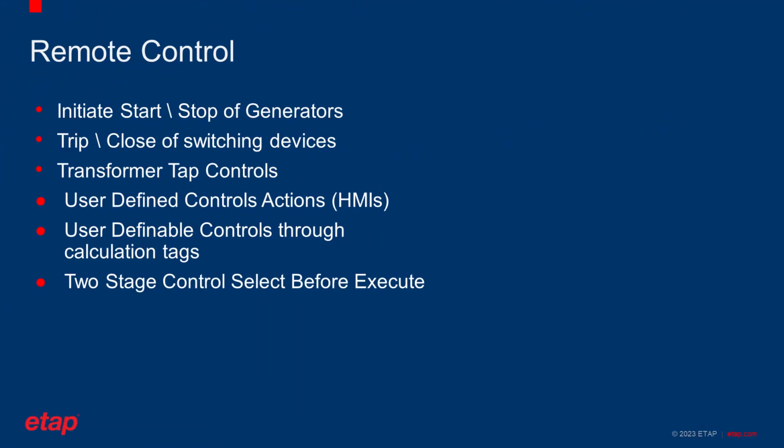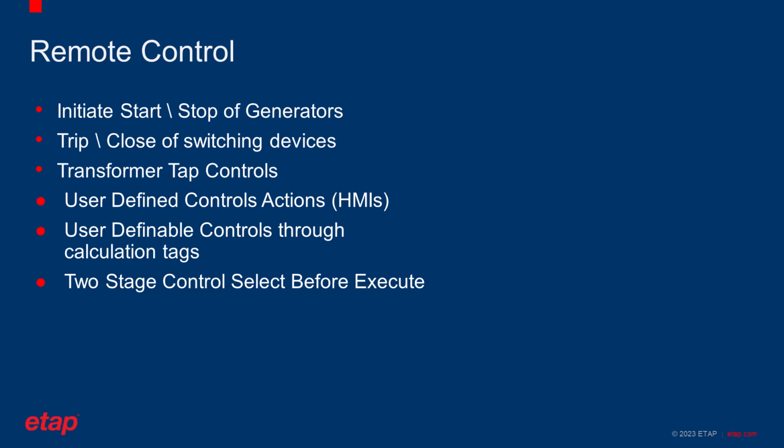Now let's look at the remote control capabilities of the ETAP system. The remote control capabilities are very customizable depending on the system. So you can generate many types of controls and add the control commands through the interface in the dashboards. You can create controls, for example, for initiating start or stop for generators, be able to trip or close different switching devices such as circuit breakers, reclosers, and so on. Perform controls on transformer taps.